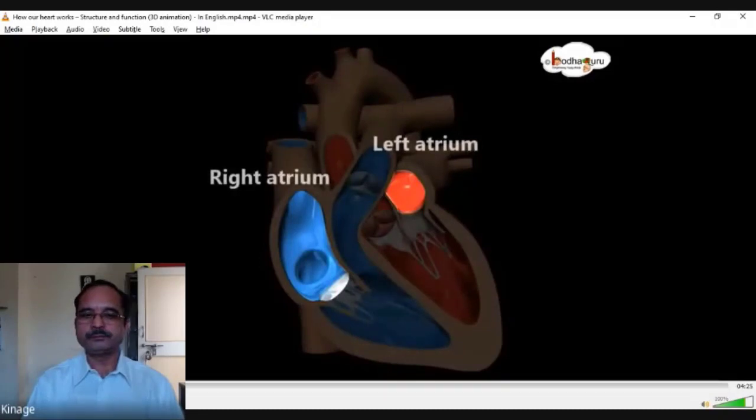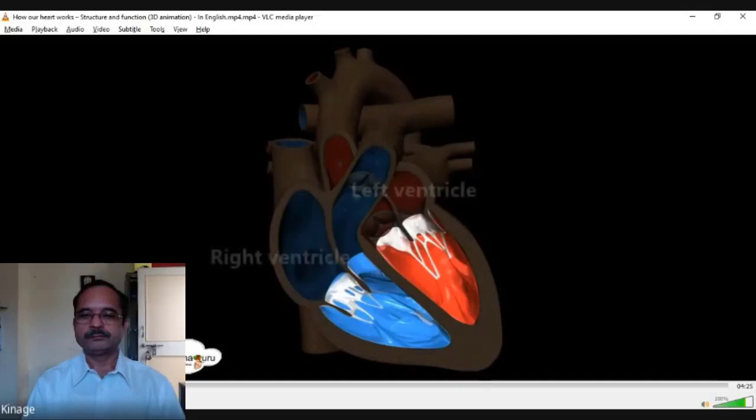The two upper chambers of the heart are called the right atrium and left atrium. And the two lower chambers of the heart are called the right ventricle and left ventricle.